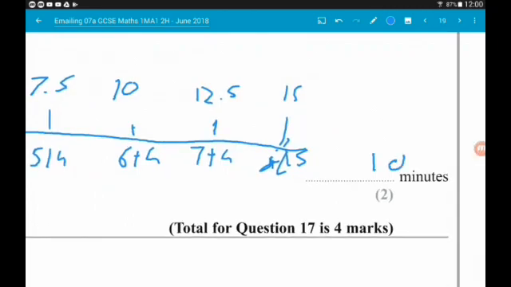Now remember, this is only an estimate because we don't actually know anything about the actual times of any of the people. We only know the interval that they fall into. So it is strictly an estimate.